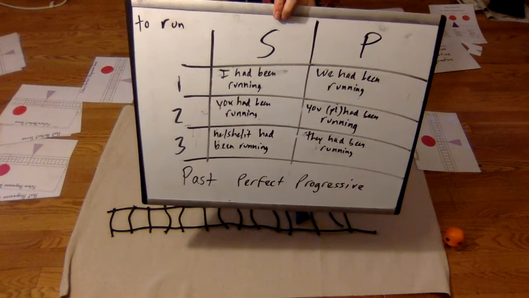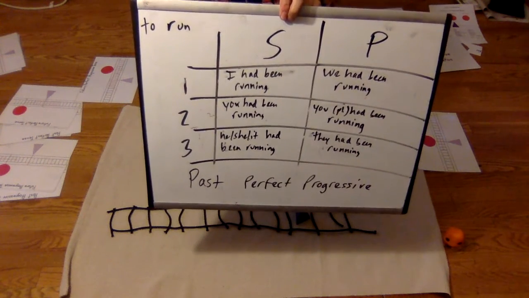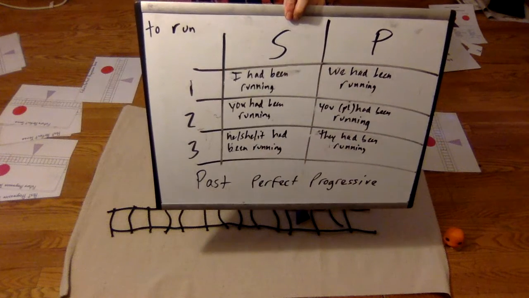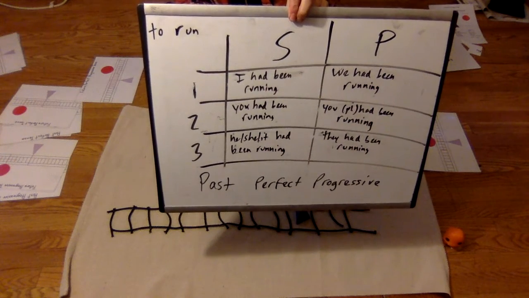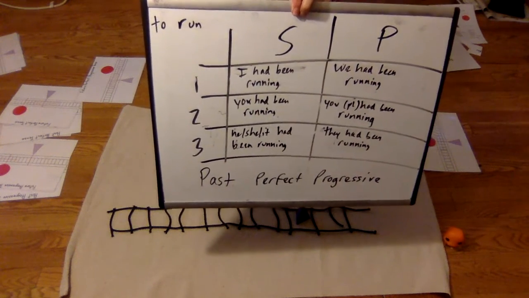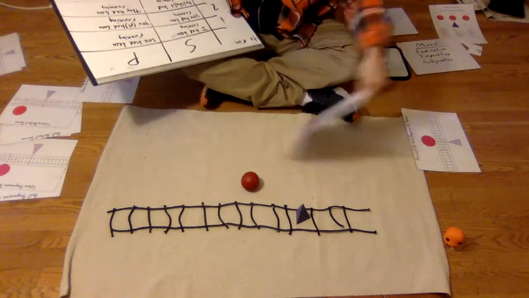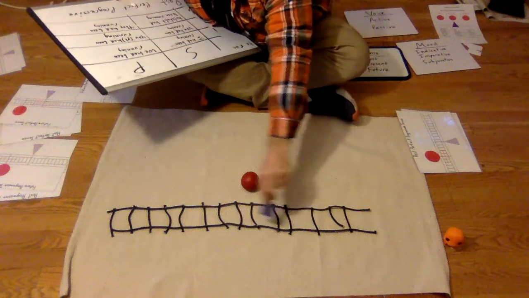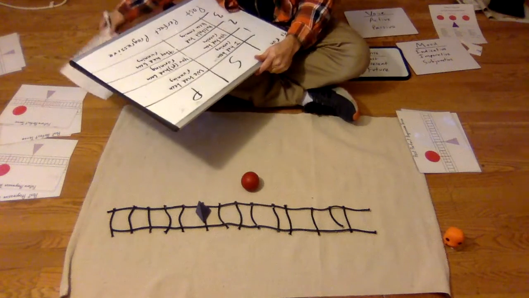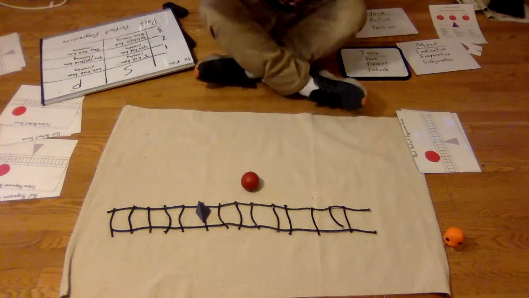I had been running. You had been running. He, she, it had been running. We had been running. You, plural, had been running. And they had been running. That's the past perfect progressive. All right, so let's move on, 7th and 8th graders, to the future perfect progressive. This is the last one.